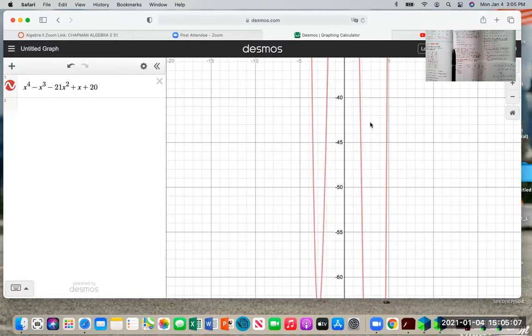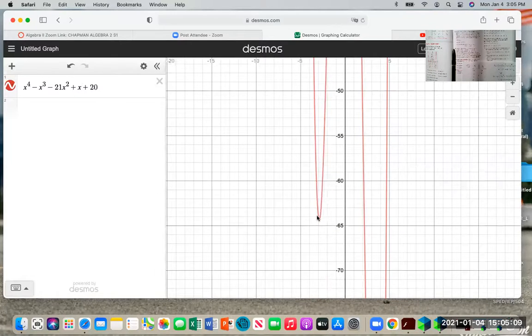Find the first turning point. Again, you just have to click on it, and it'll tell it to you right there. The first turning point's at negative 2.9, negative 64.393.